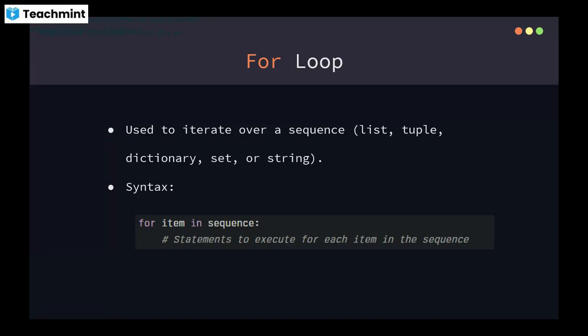The syntax is for item in sequence, and then the body of that for loop holds what we do with each item. These for loops are used to access each item of the sequence. I'll explain that in detail.